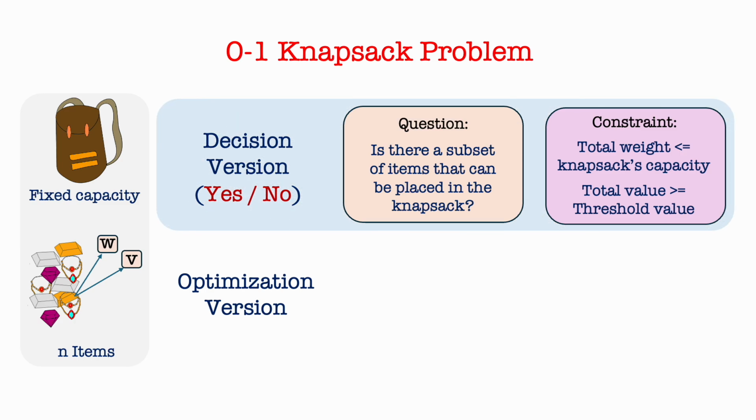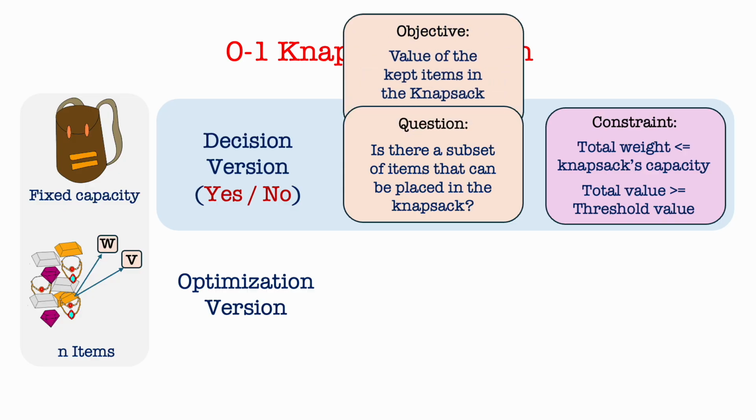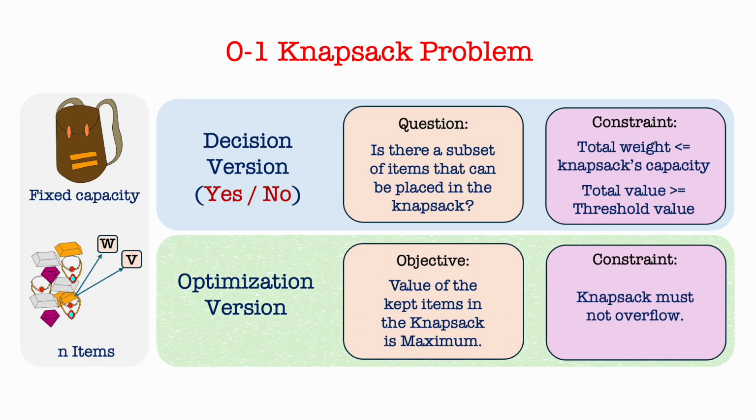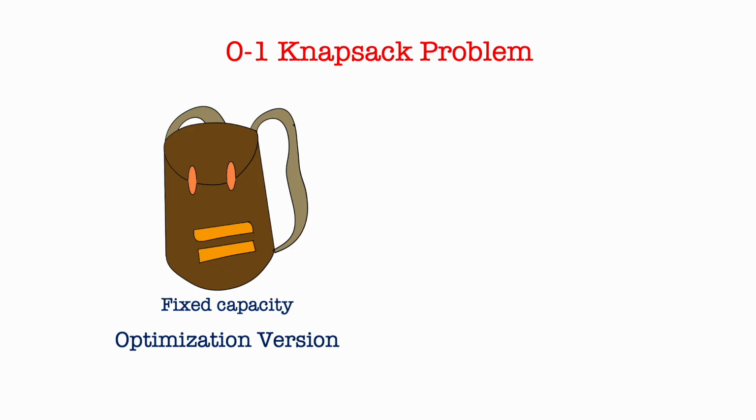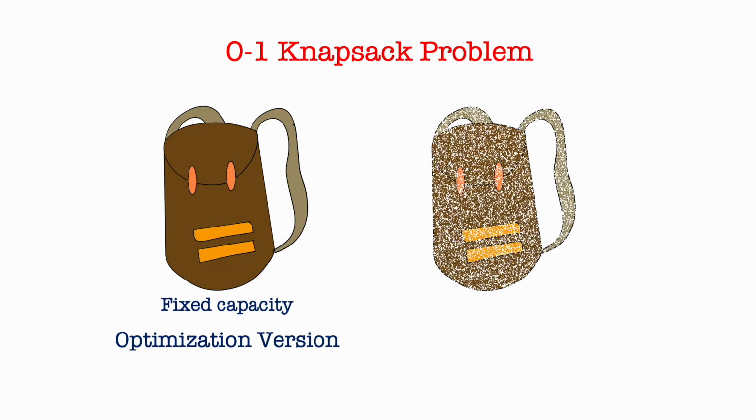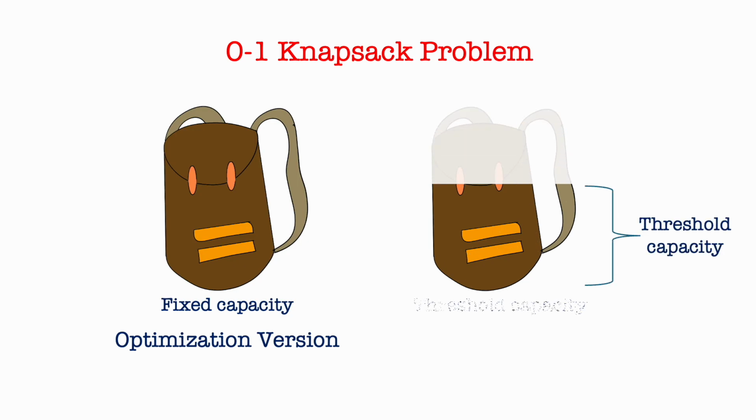On the other hand, the optimization version, which we saw earlier, is about maximizing something. Specifically, we are maximizing the total value of the items we select for the knapsack. To convert this optimization problem into a decision problem, we need to define a threshold value for the knapsack. Then the decision problem asks whether there is a subset of items that not only fits within the knapsack's weight capacity, but also has a total value greater than or equal to this target value. We can find the solution of the optimization version using binary search and solutions of the decision version.